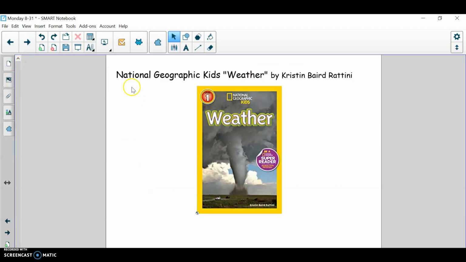We are now going to read a National Geographic Kids weather book. It is written by Kristen Baird Rattini.